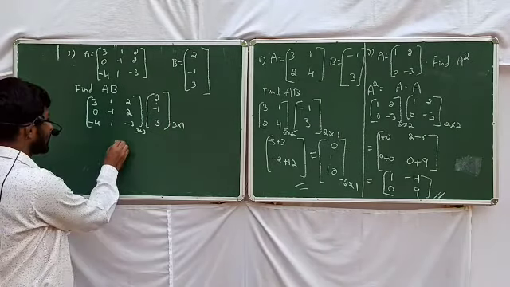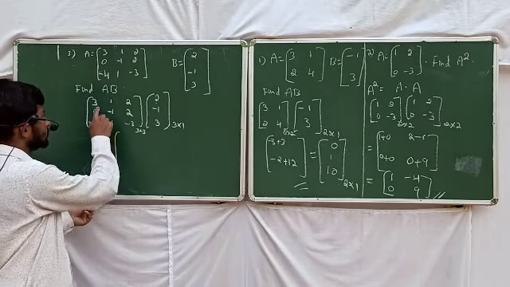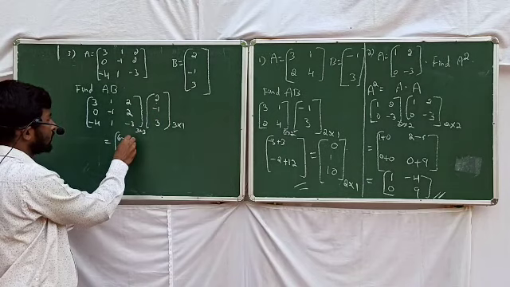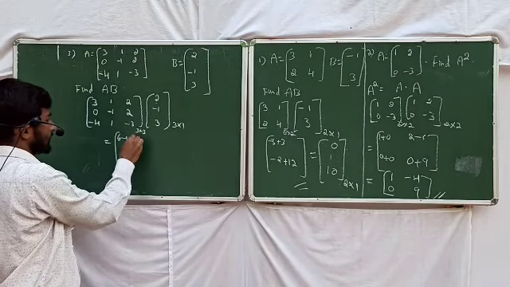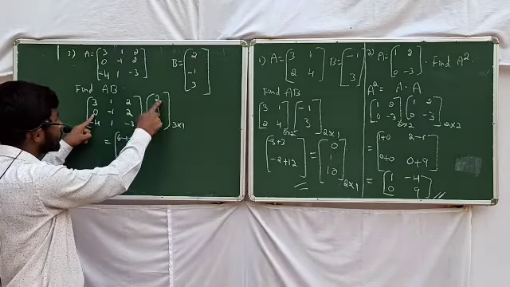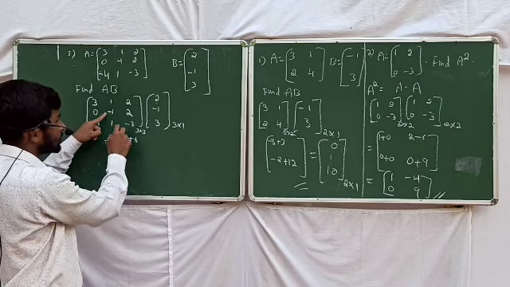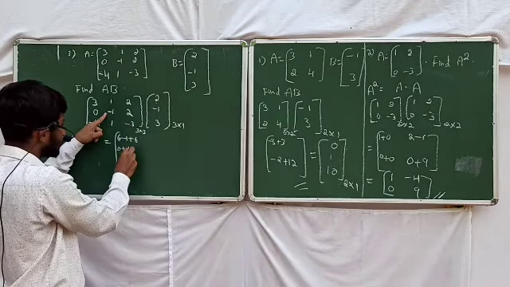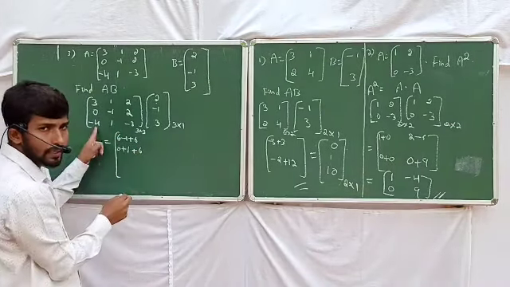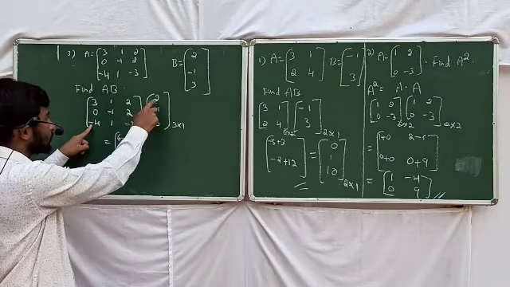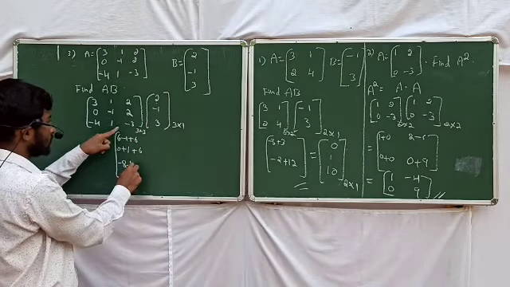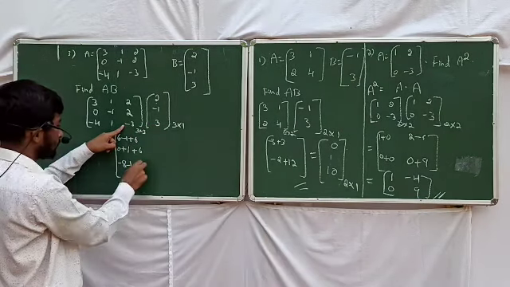Now see, we multiply. 3 into 2 is equal to 6. 1 into -1 is equal to -1. 2 into 3 is equal to +6. Second row with the only column: 0 into 2 is equal to 0, plus -1 into -1 is equal to +1, 2 into 3 is equal to +6. Next row with column 1: -4 into 2 is equal to -8. 1 into -1 is equal to -1. -3 into 3 is equal to -9.